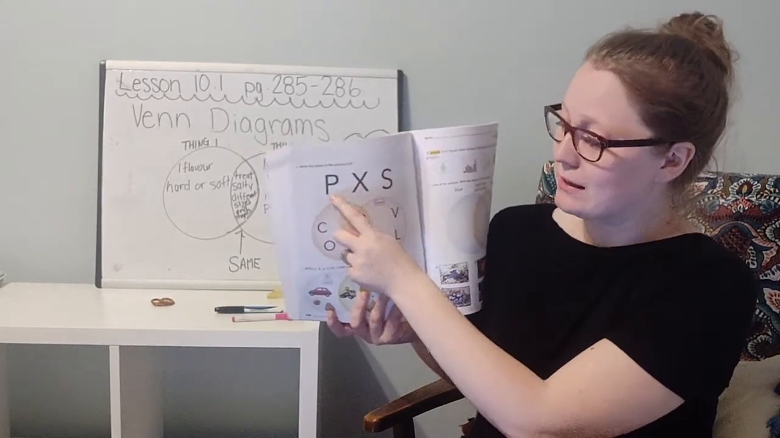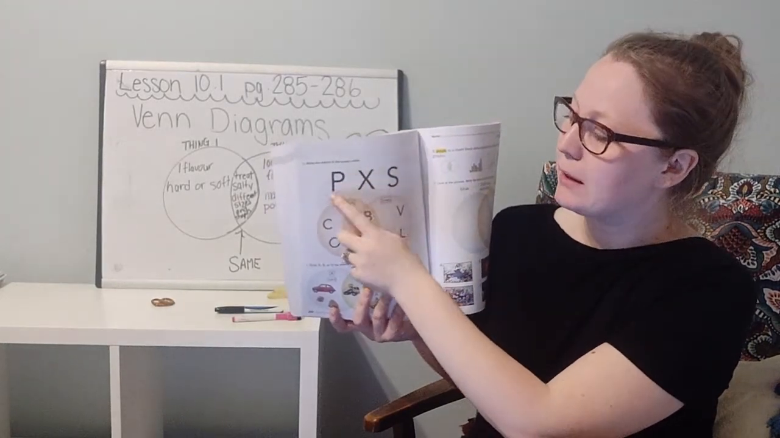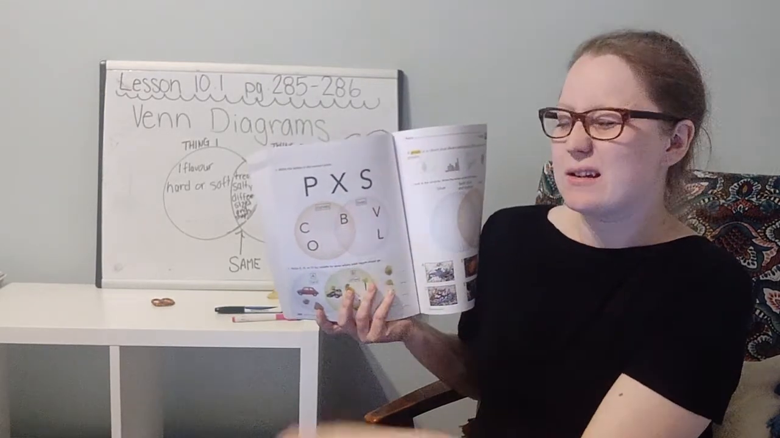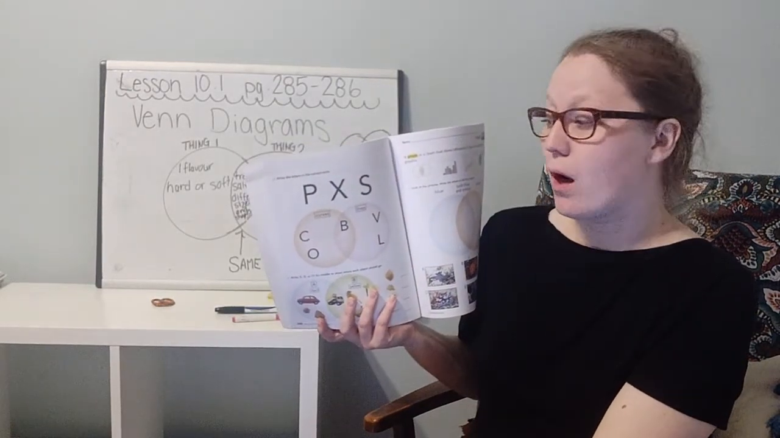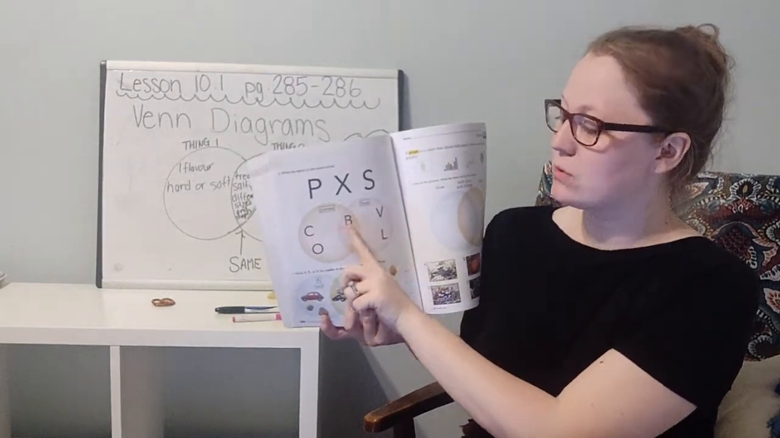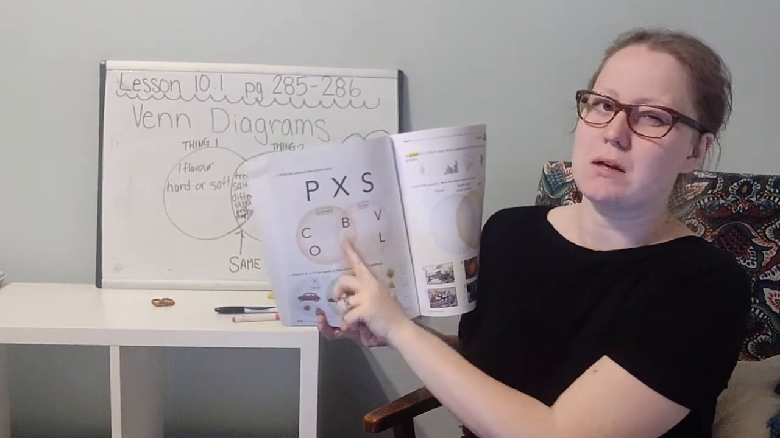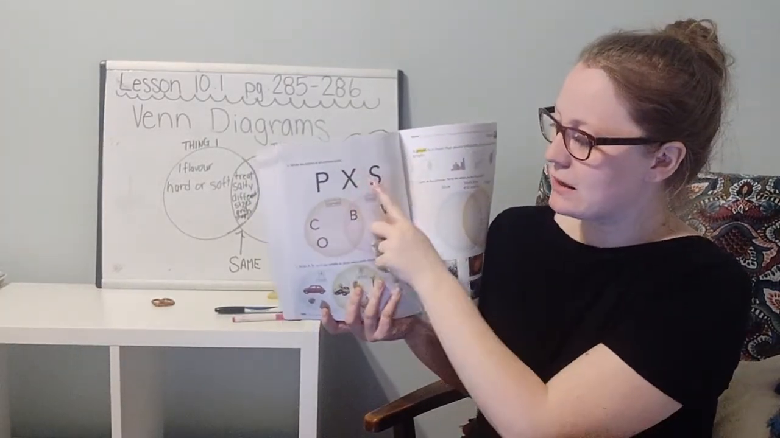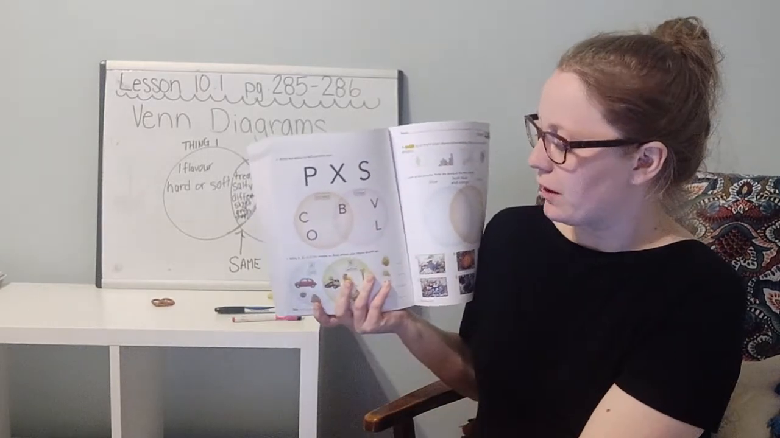I want you to take a look at these letters here, P, X, and S, and write them in the Venn diagram where you think they belong. So does P have just curves, just lines, or is it something in the middle? Is it both curves and lines? You decide and write these letters in the Venn diagram somewhere.